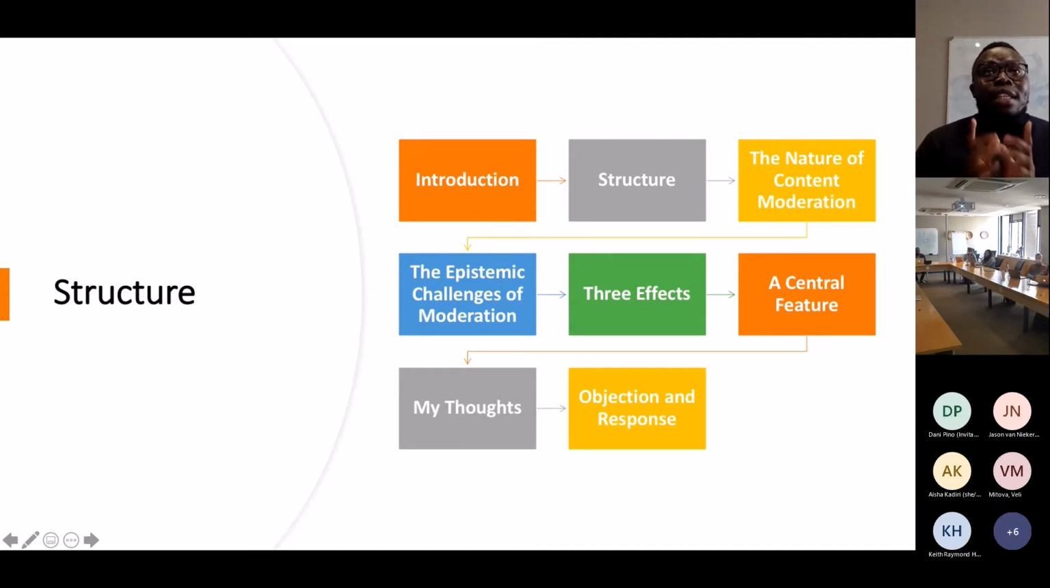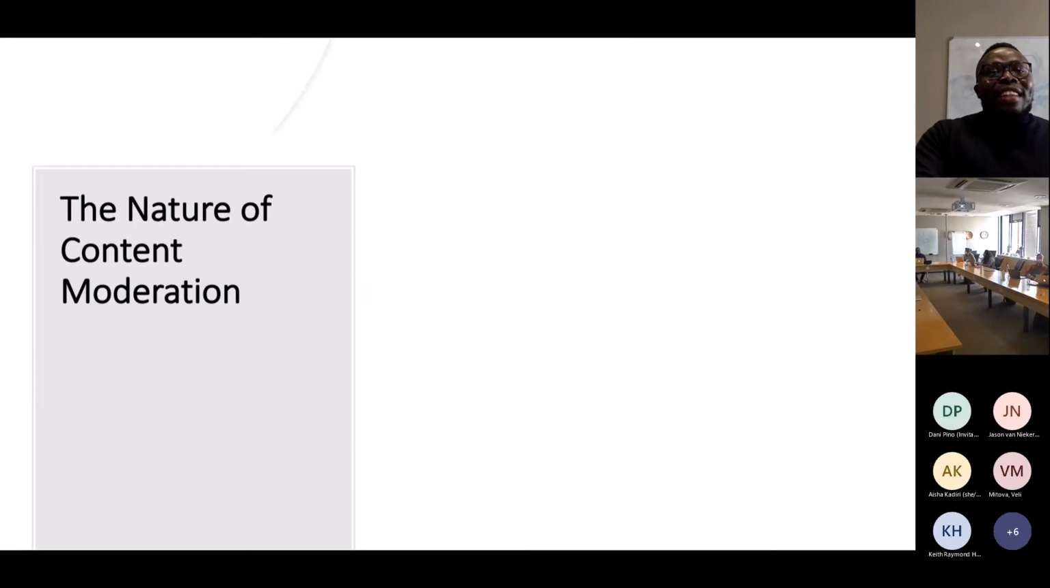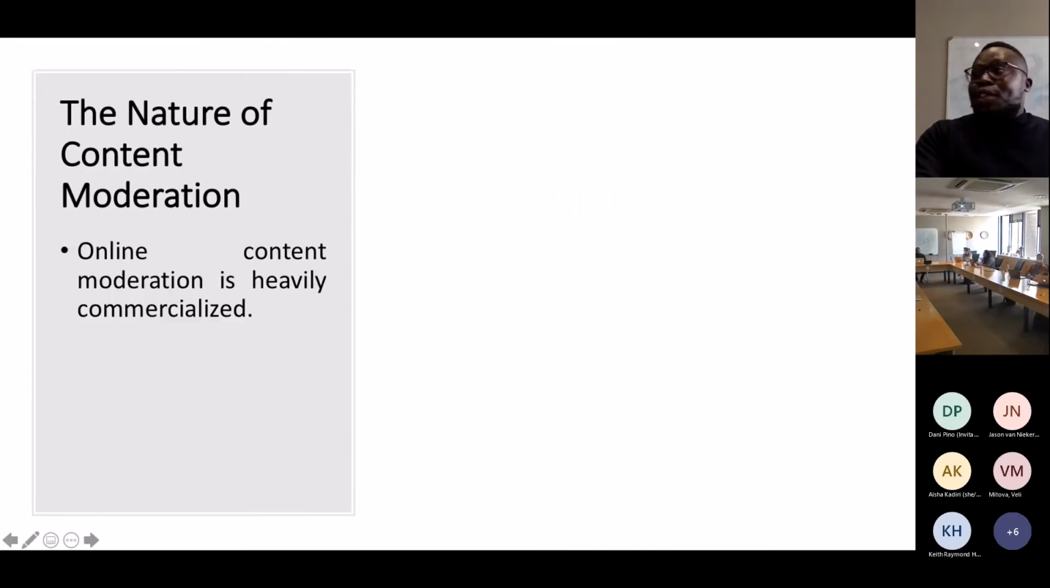Now, from these two things, I come up with, well, I didn't come up with them. I highlight three effects that Karen talks about in the chapter that might arise from these two aspects of how content moderation happens. And then I just hone in on what I think is a central feature of these three effects. And then I give my thoughts and I consider an objection to my thoughts and respond to the objection.